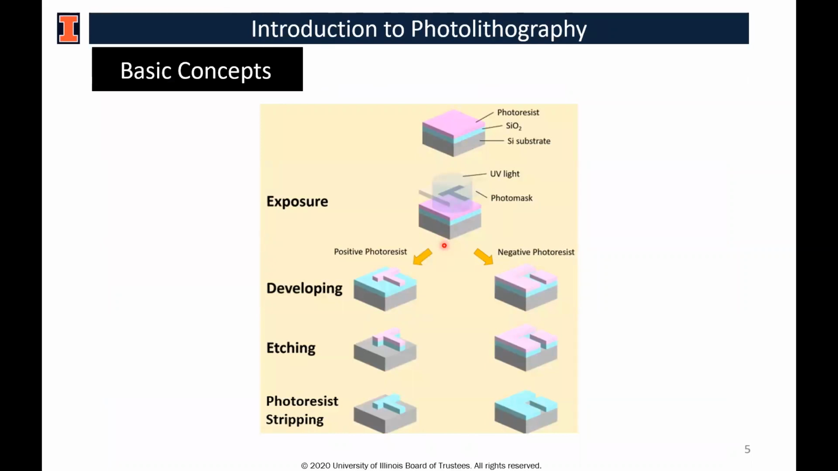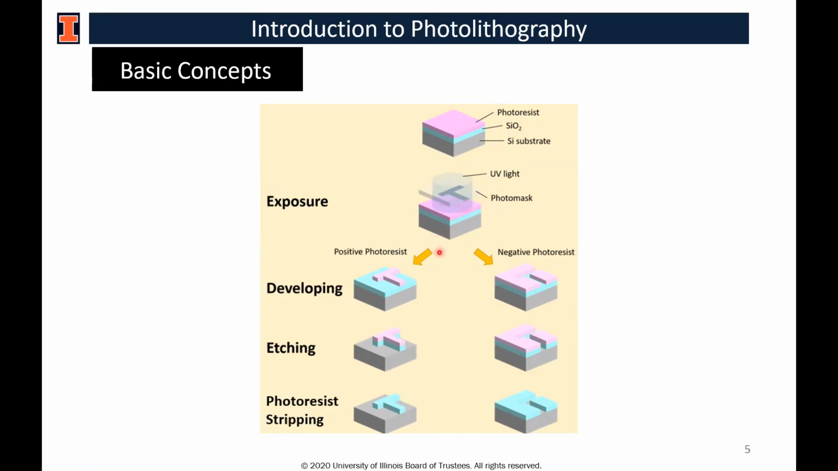Here are the basic concepts of photolithography. Suppose you have a silicon dioxide covered silicon substrate, and you apply photoresist on top of the silicon dioxide. Then you can shine a beam of UV light through the photomask onto the photoresist. Photomask is just a slab of glass, and part of it can block the UV beam, and part of it can let the UV light pass.